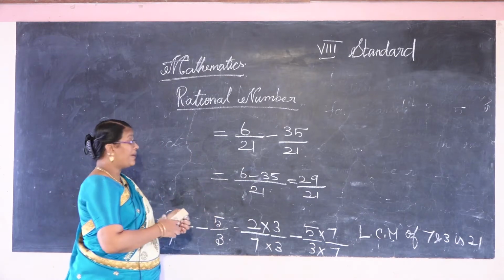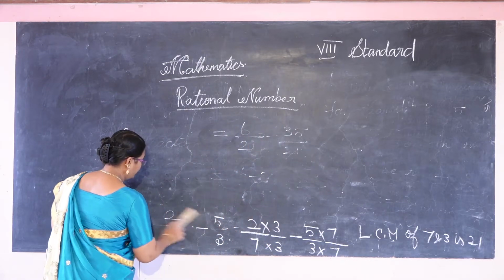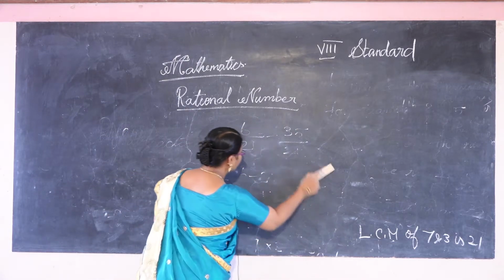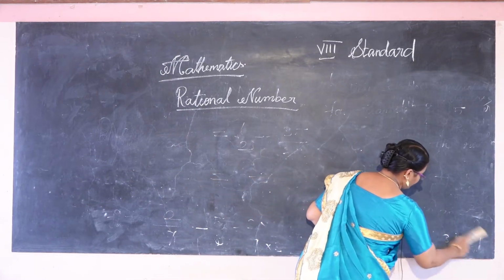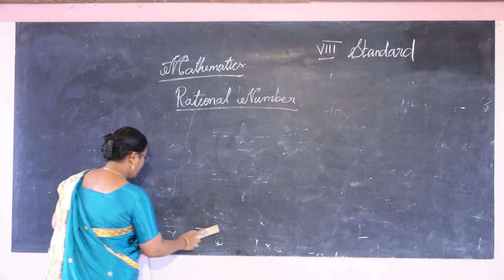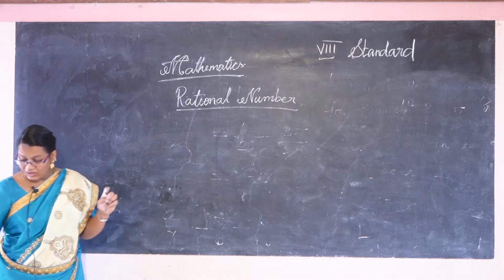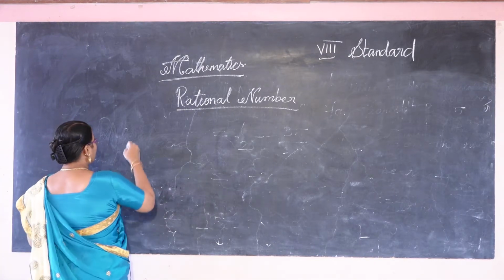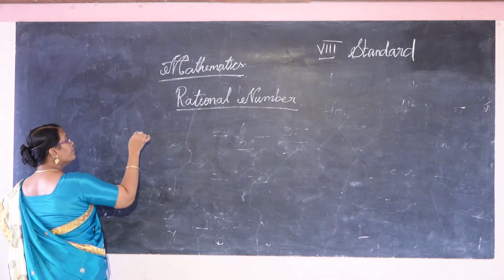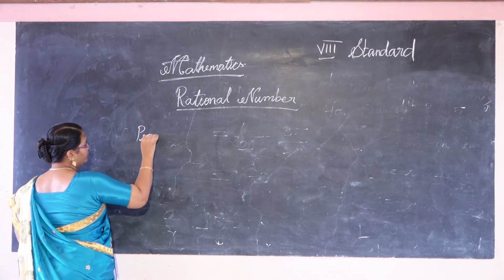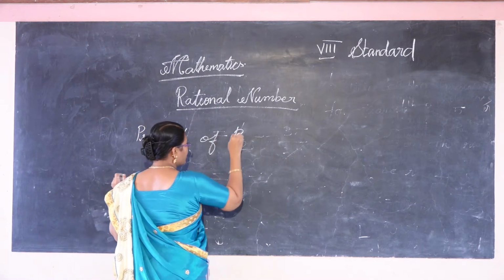Next, moving to the product of rational numbers. Already you know well, last year this was the easiest chapter in rational numbers. So now learn the concept of product of rational numbers.